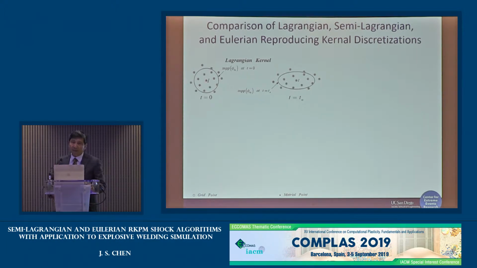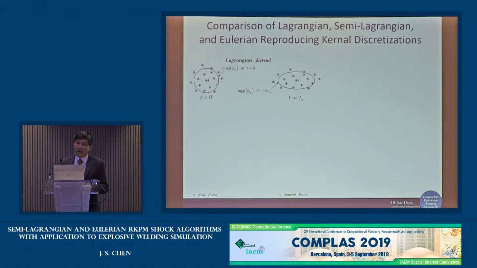But the first one is the most common one in solid mechanics. So here I use the open circles to denote the mathematical points, and I use the solid circle to denote the material point, right? So in the Lagrangian description, that's a standard way of doing large deformation problems where you have the mathematical points that move together with the material point.